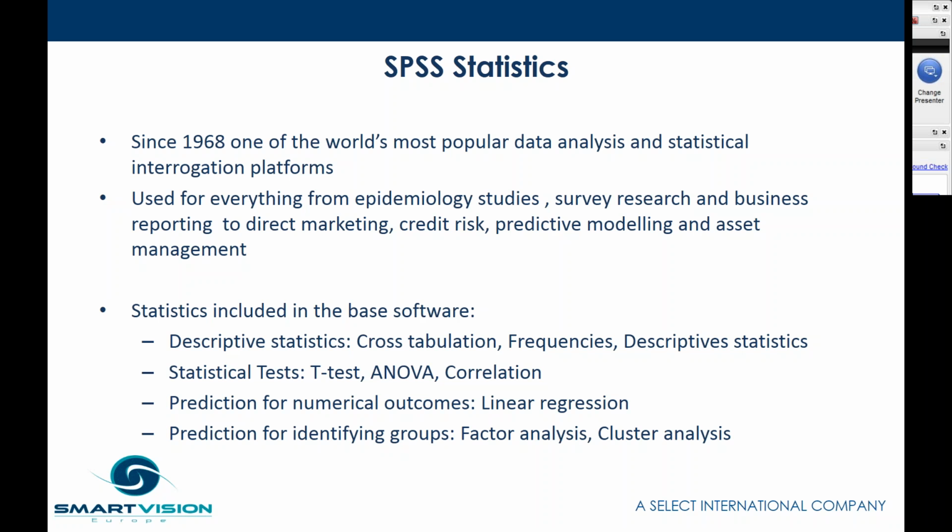And within the base of SPSS statistics, and I'll explain what we mean by the base, this refers to the core software. You get a very, very large range of different statistical techniques one can use. This includes descriptive statistics such as crosstabs and frequencies and averages and measures of central tendency. But it also includes statistical tests like t-test and chi-square and ANOVA and correlation analysis. And it also includes prediction algorithms such as linear regression and even techniques for identifying groups such as factor analysis, which will cluster together similar columns of data, or cluster analysis, which will cluster together similar rows of data.